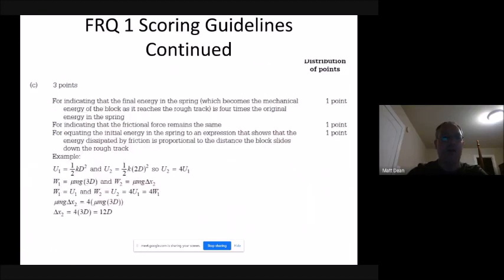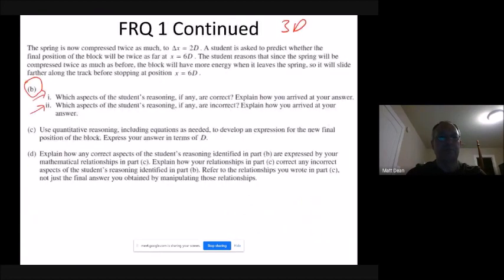All right, let's go ahead and look at part C. So here's part C, and there's that word quantitative we talked about a second ago. So numbers and equations, including equations as needed, to develop an expression for the new final position of the block. Express your answers in terms of D, that original distance that we compress the spring.